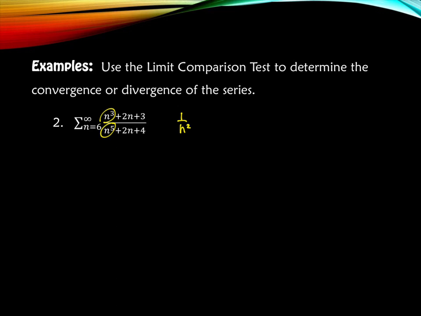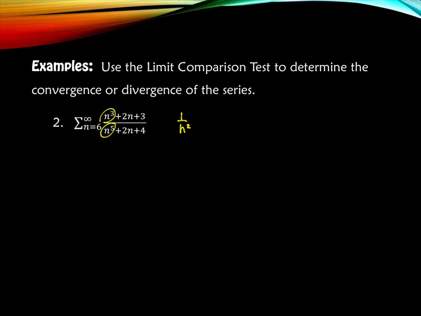What does 1 over n squared do as a series? It converges. How come? Because it's a p-series where p is greater than 1. This series will converge. So my expectation is the series that they gave me to begin with should also do the same thing because they're negligibly different. Okay, does everybody make sense of that?